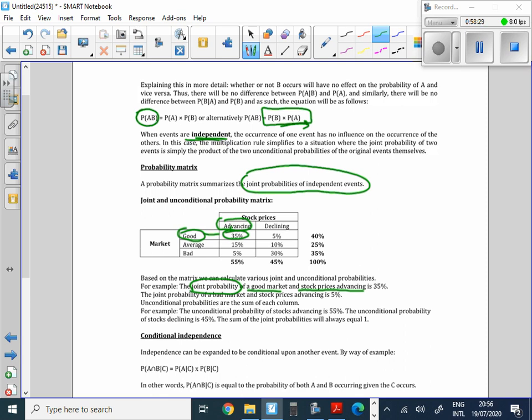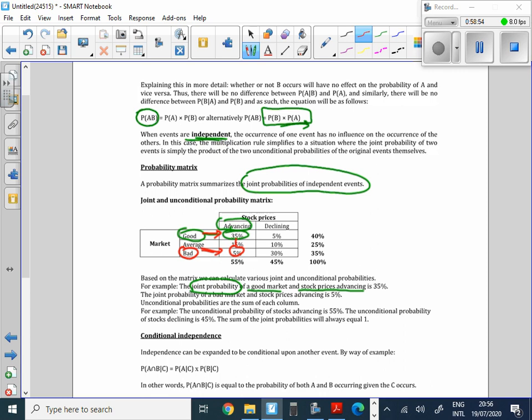What's the probability of there being a bad market and stock prices moving up, advancing? Only 5. And that makes sense, of course, doesn't it, guys? Because in a bad market, stocks are not likely to advance. In a good market, there's a much greater chance of them advancing. So when you look at a probability matrix, it just allows you to read off the table in a much easier fashion.